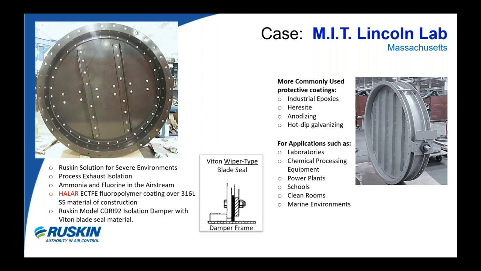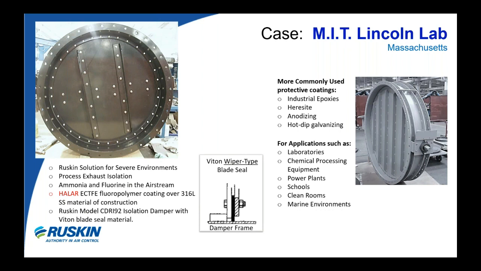Ruskin also offers more conventional and more widely used protective coatings, such as industrial epoxy, phenolic, anodizing, high-temperature aluminum, and hot-dip galvanizing when dampers must be protected against a corrosive environment.